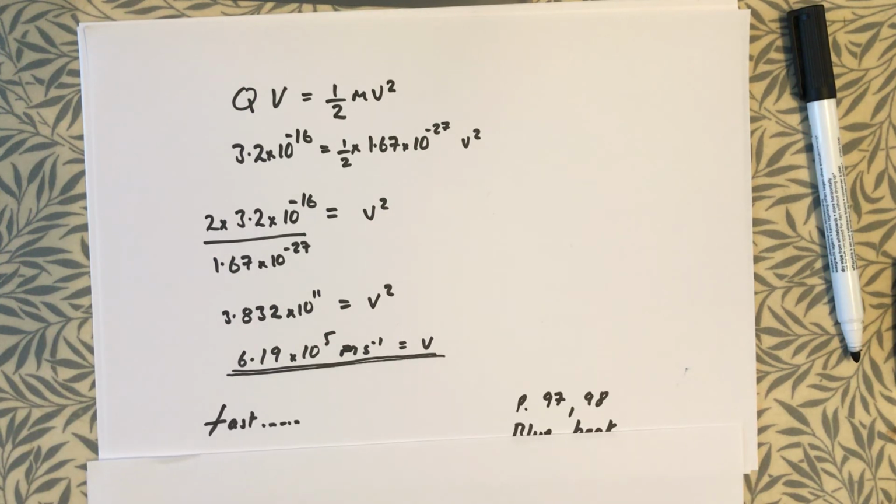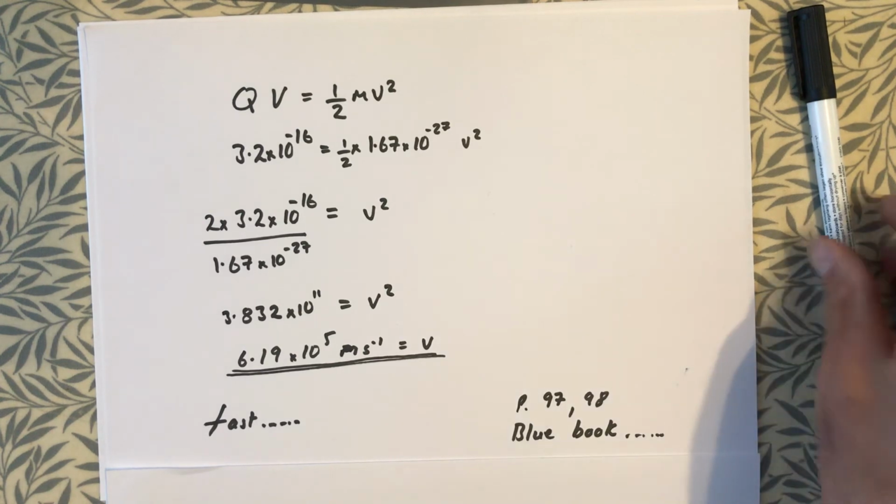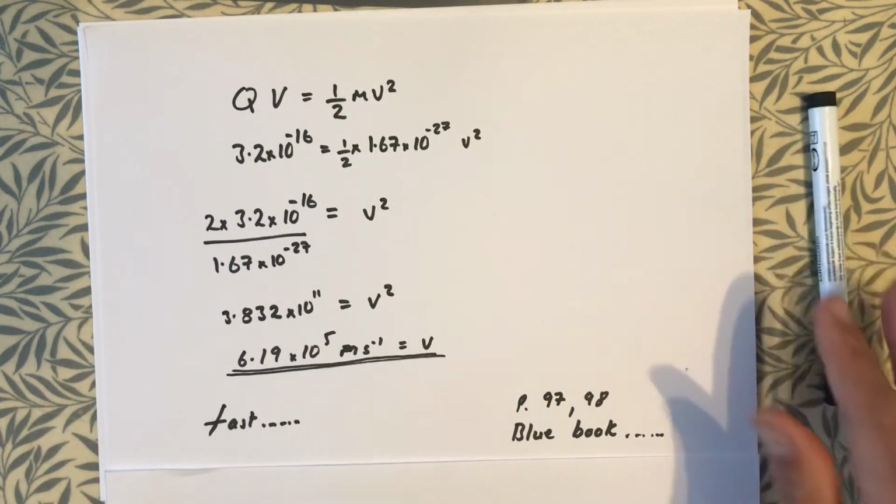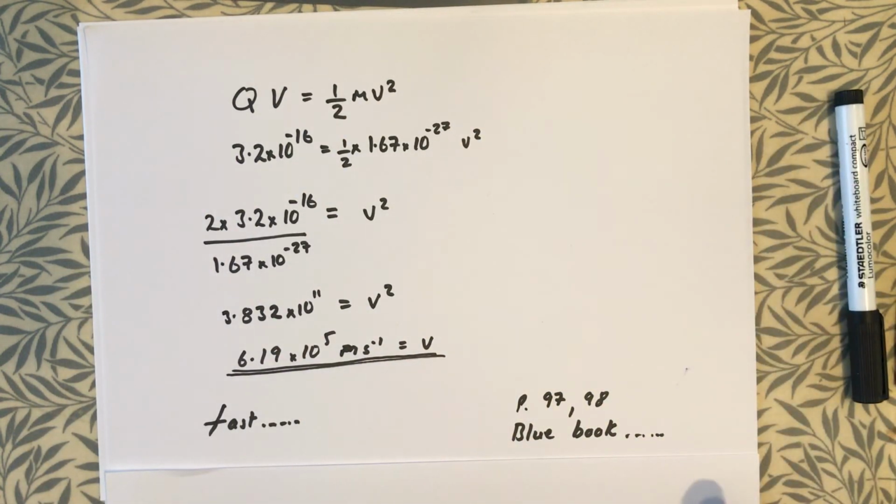So what I'd like you to do is go to pages 97 and 98 of the blue book and work through all the questions to try and understand, practice using this routine. And remember that I also want you back on Memrise, learning what the words mean. Okay.